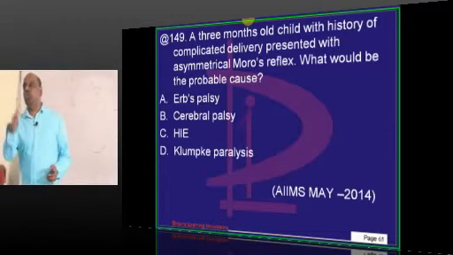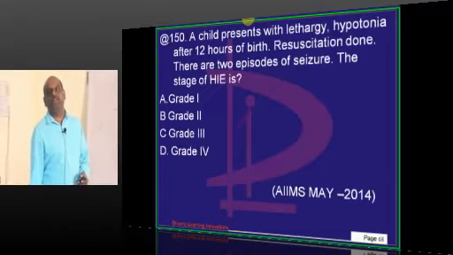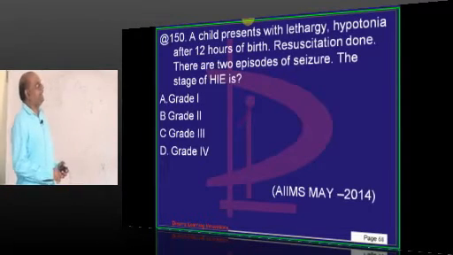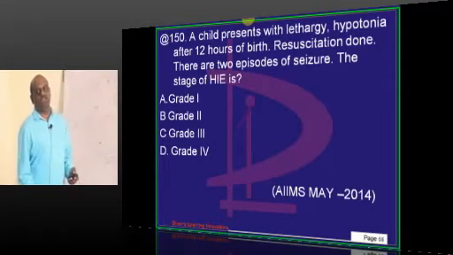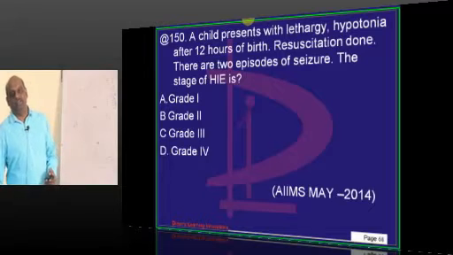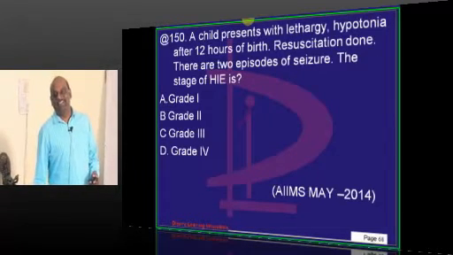Asymmetric Moro reflex, where do you find it, doctor? Brachial plexus injury and clavicular fracture are the two scenarios. Next: lethargy, hypotonia, resuscitation was done, and there are 2 episodes of seizures. Typically, which stage of hypoxic ischemic encephalopathy? See, it all depends on the stages. Our stage will be decided.